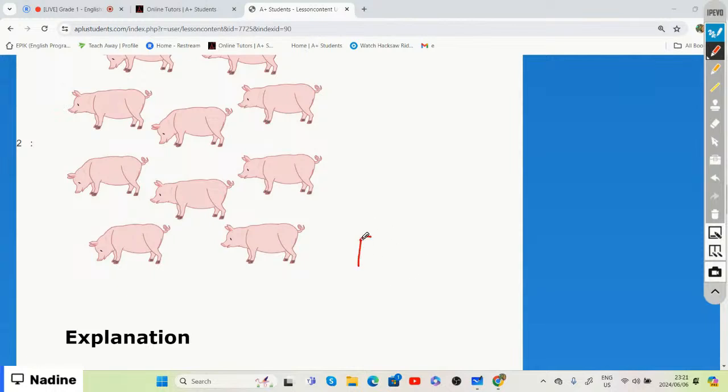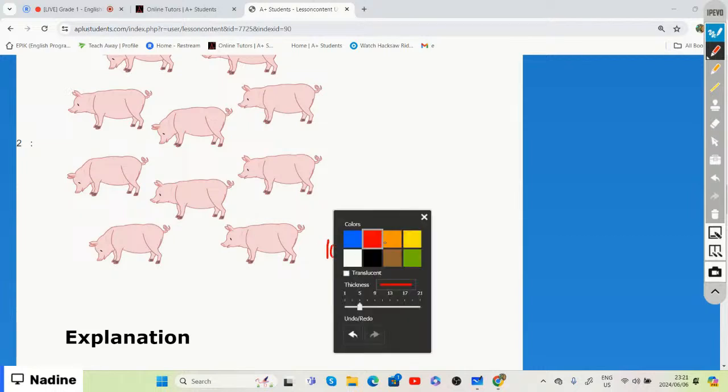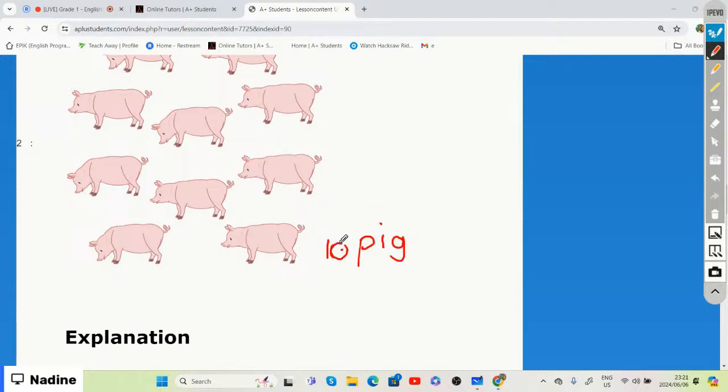So this is a pig, right? But now if we count all of them, then we say there's 1, 2, 3, 4, 5, 6, 7, 8, 9, 10. So there are 10, right? Do we say 10 pig or 10 pigs? Right? So we added an S to show that there are 10 pigs. It is plural. One pig, 10 pigs, two pigs.